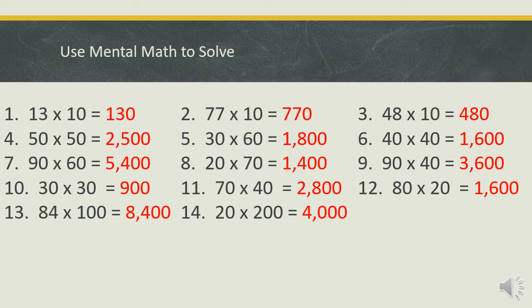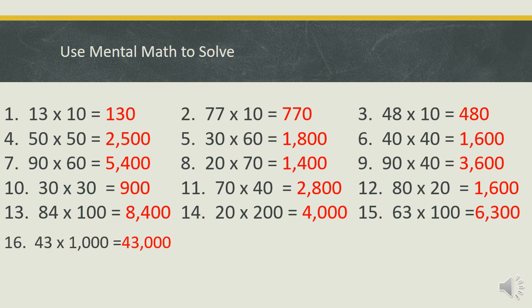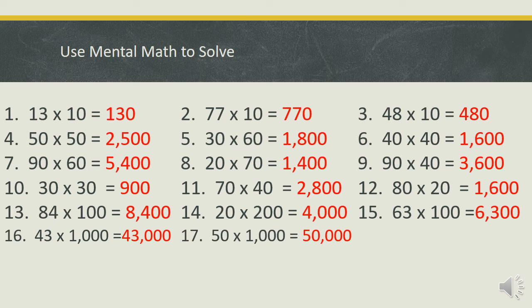Number 14, 20 times 200 is equal to 4,000. Number 15, 63 times 100 is equal to 6,300. Number 16, 43 times 1,000 is 43,000. How are you doing? 2 more to go. 50 times 1,000 is 50,000. The last one, 18 times 1,000 is 18,000.